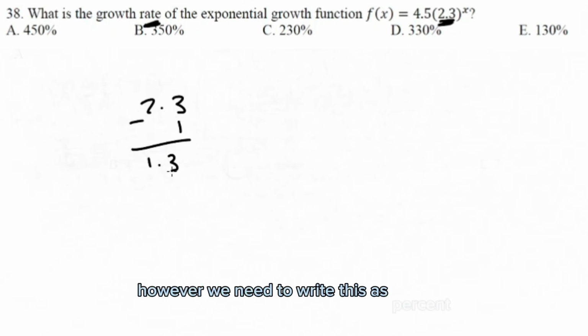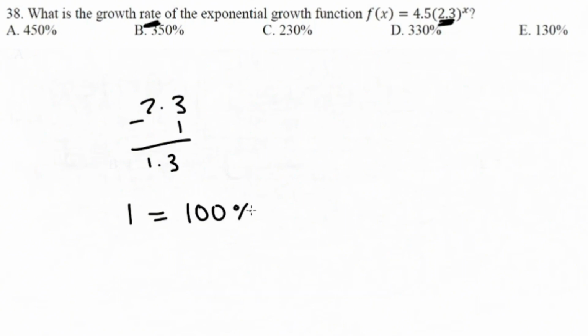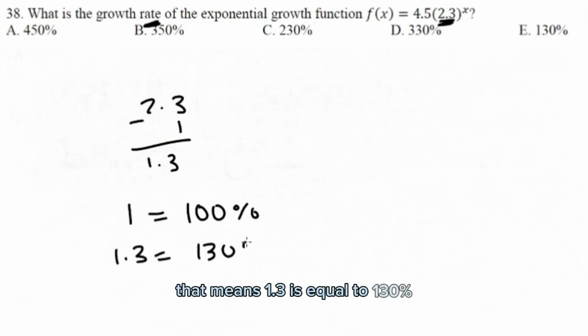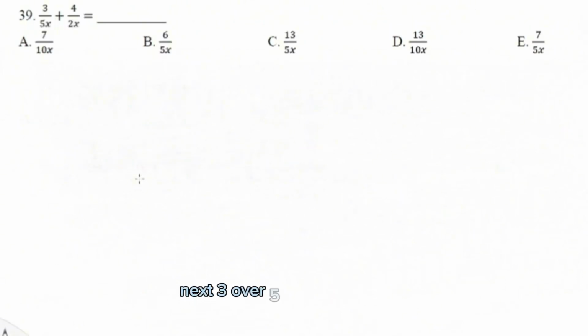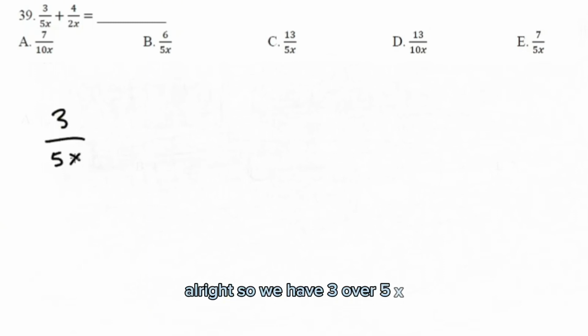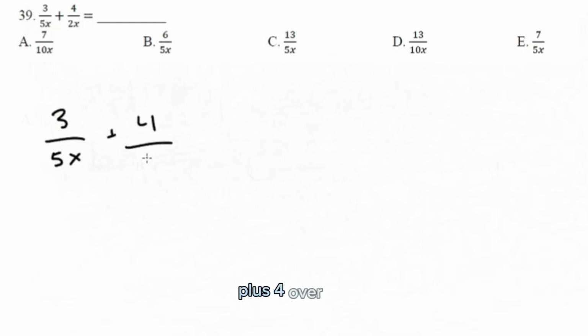However, we need to write this as a percent. So if 1 is equal to 100%, that means 1.3 is equal to 130%. And that's your answer. Next, 3 over 5x plus 4 over 2x. Alright, so we have 3 over 5x plus 4 over 2x.